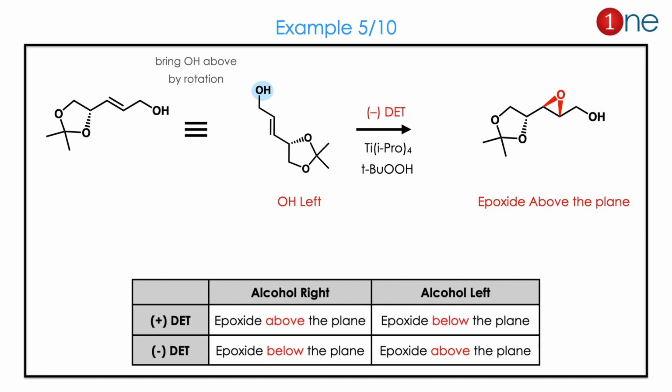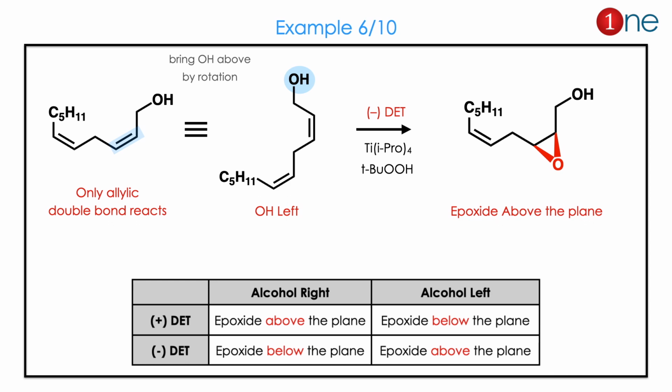Then let us look at the next example. You have an allylic alcohol attached to a 5-member heterocyclic ring with 2 oxygens and a methyl group. So you have to bring the double bond vertical here. OH comes left, you are using minus DET. Minus DET, OH left side, you have the epoxide above the plane. From this you understand that the side chain never contributes to our reaction mechanism. So only you have to guess whether OH is left or right.